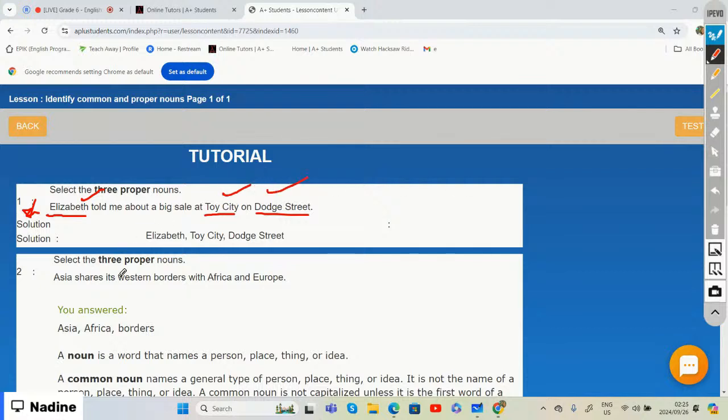Here we need to also select three proper nouns within the sentence. It says Asia shares its western borders with Africa and Europe. What are the three proper nouns within that sentence?